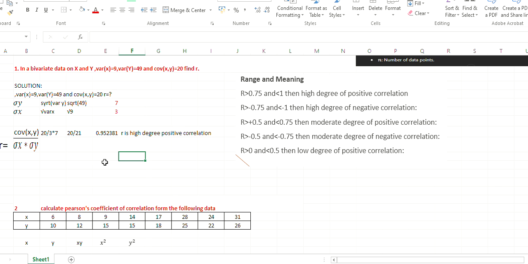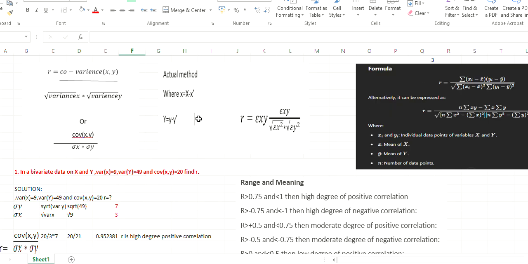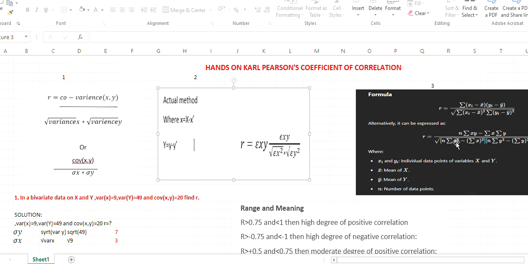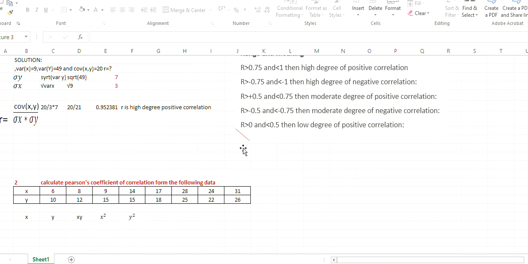Similarly, we have one more problem. This is problem number 2. Calculate the Pearson coefficient of correlation from the following data. The data set is given. If the question is like this, which formula do you have to apply? You have to apply either this or the second one. If covariance is given, apply this, or you can apply either of the two. Before applying that formula, I'll copy this data of x. The problem is like this, so copy this and put it here.